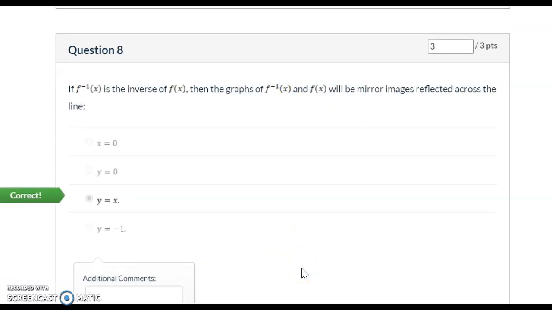For question number 8, it says if the inverse f^-1 of x is the inverse of f of x, then the graphs of f^-1 of x and f of x will be mirror images reflected across the line, and the answer is y equals x, and that is by definition of an inverse. The graphs are mirror images reflected across y equals x.